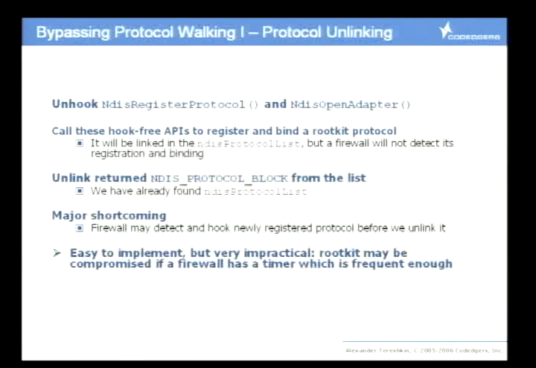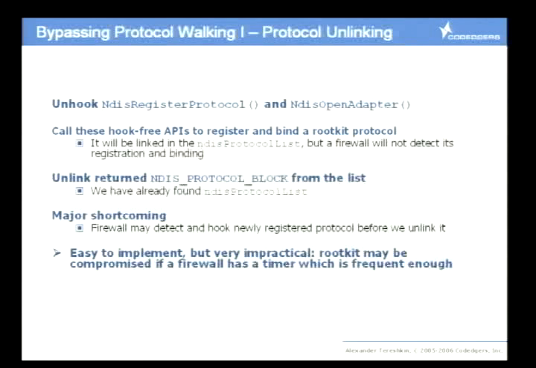The first approach is about protocol unlinking after the registration has succeeded. First, a rootkit has to unhook the NDIS register protocol and NDIS open adapter functions. And after the unhooking has finished, a rootkit will have to call these hook-free APIs to register and bind the protocol. So this protocol will exist in the NDIS protocol list.